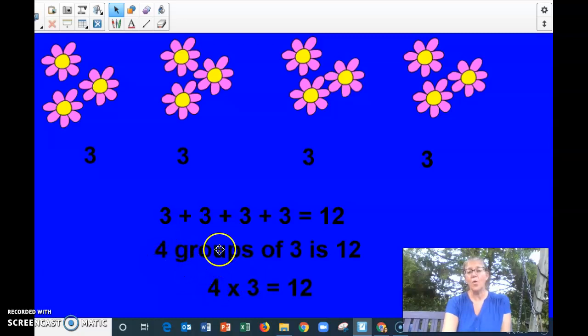These are 4 groups. Here's my 4 of 3. Here's my 3 is 12. There's my 12. All of these sentences are equivalent to each other. They're all telling you the same thing. They're all describing the images that we see here at the top. So let's look at another one and see if you can figure out what the multiplication fact for that one would be.